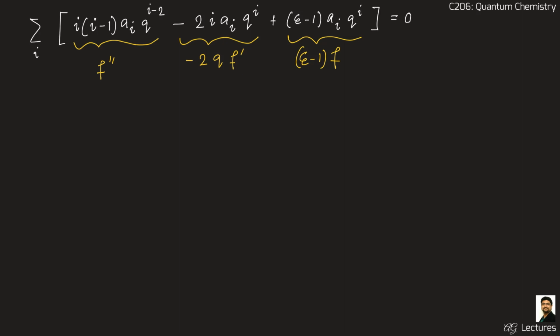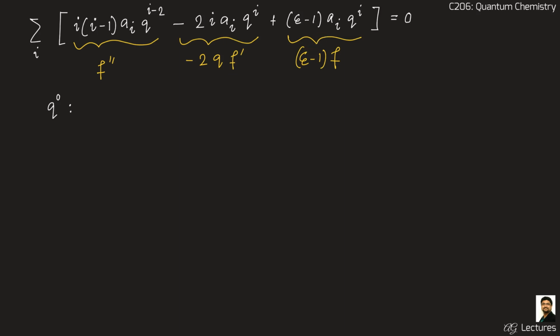So that is exactly what we'll be doing. Let's try to find out the coefficients of different powers of q, starting from, say, q to the power 0. When i equals 0, the first term is not going to give anything. In fact, the second term is also not going to give anything, but the only term that is going to give us something is this one.